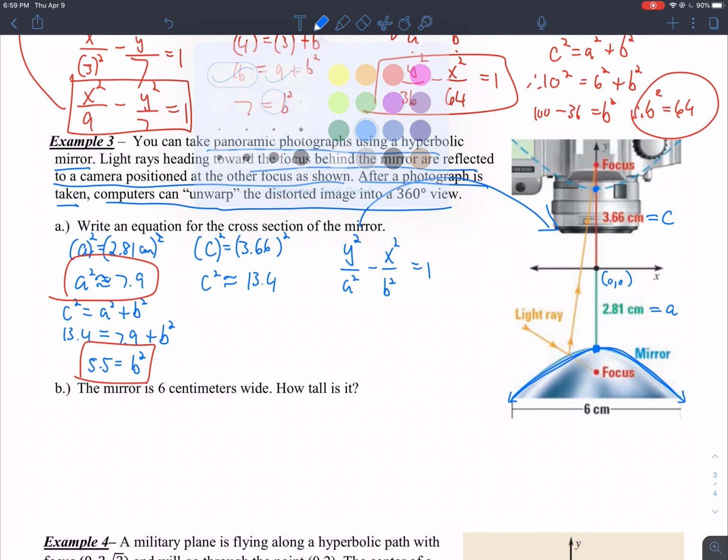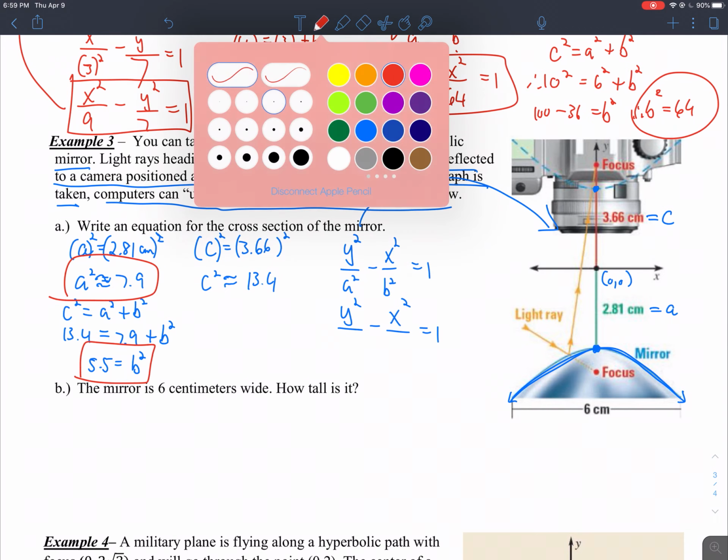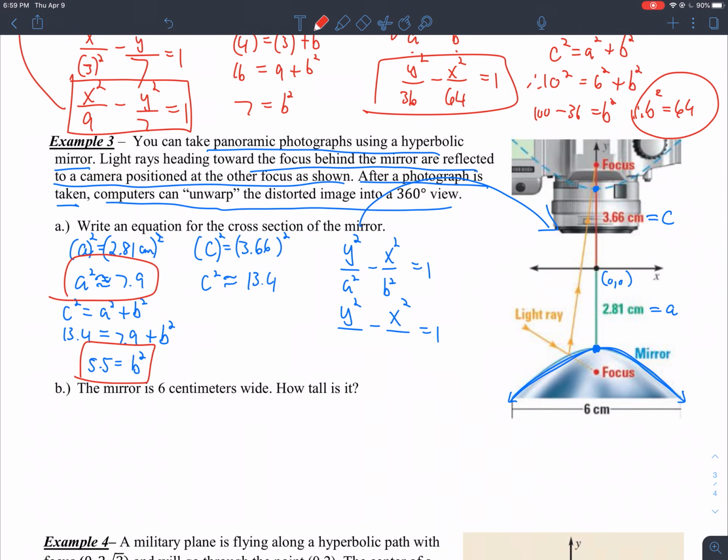Okay, so we say y squared over, like this. Let me plug them in red. A squared is 7.9 and b squared is 5.5. Alright, and so there we go. That's the equation of this hyperbola, okay, that would form both branches. And that's the equation that represents the cross-section of this mirror.